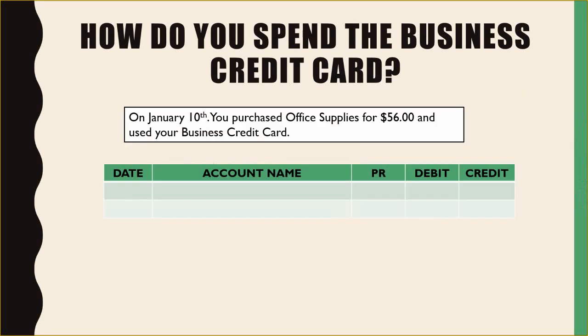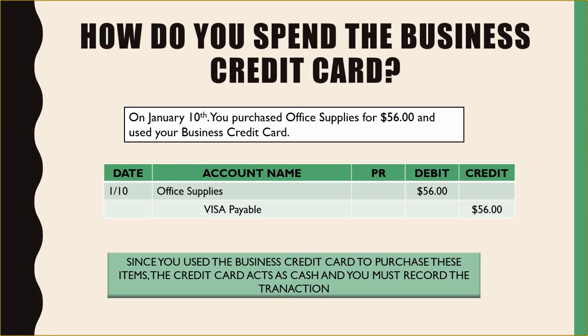And that's it. So for instance, if on January 10 you decide to purchase office supplies for $56 and you use your business credit card, you do need to record this transaction. Why? Because it's a transaction. It happened on this date. And the way we treat our liabilities is, you just charged your credit card, so therefore you increase your liabilities.